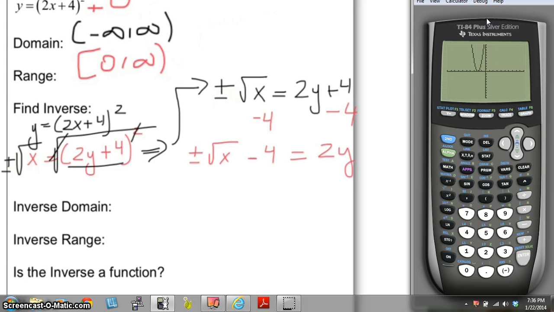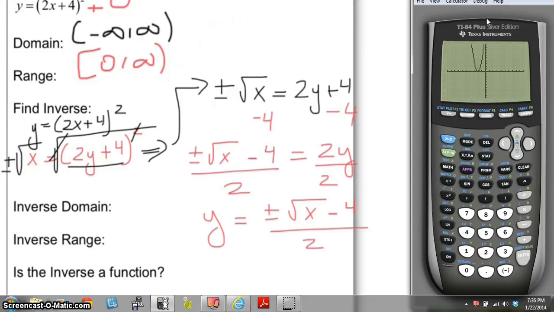And then to get the y, you can divide by 2. So you get y is equal to plus or minus square root of x, minus 4, all of it over 2. So that is it. Now if you need to watch this again, go ahead.